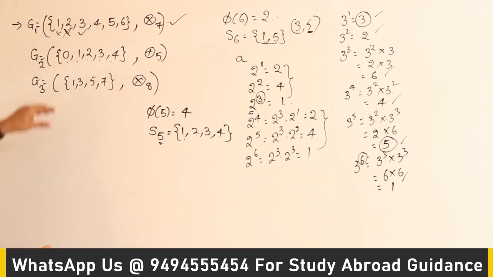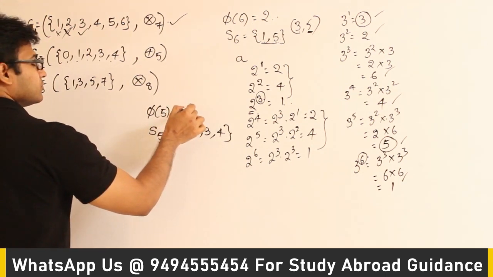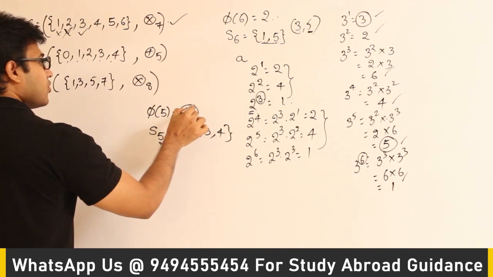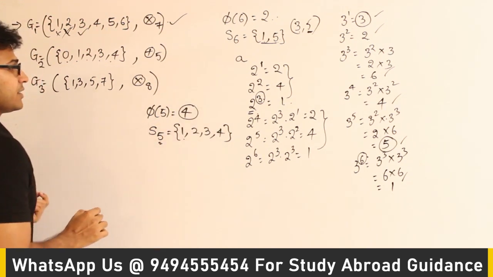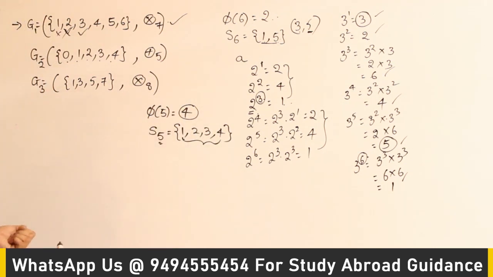So what does it mean? In case this group happens to be a cyclic group, then the number of generators is going to be 4, and if you can find out one generator, you can find out all the 4 generators. That is the concept. Okay, but then let's see if it can be a group or not. I think it is clearly a group.